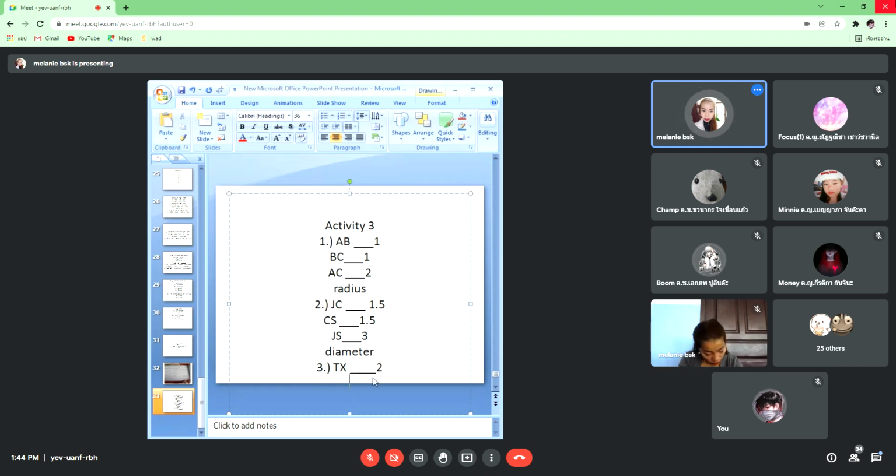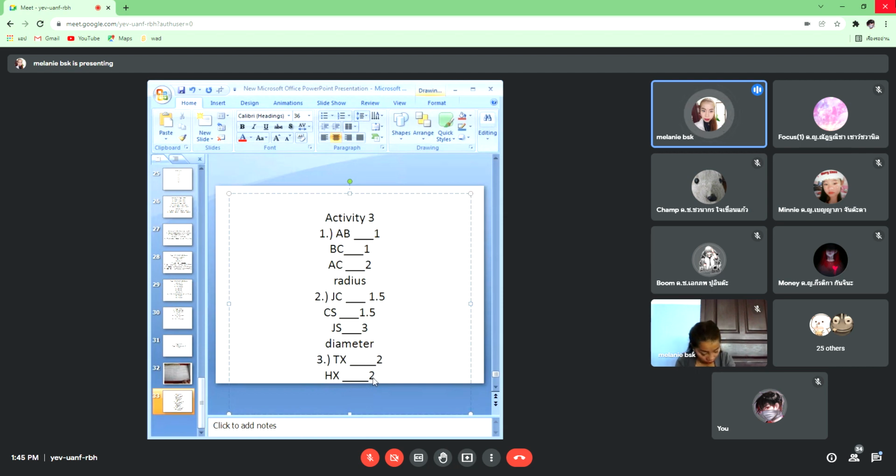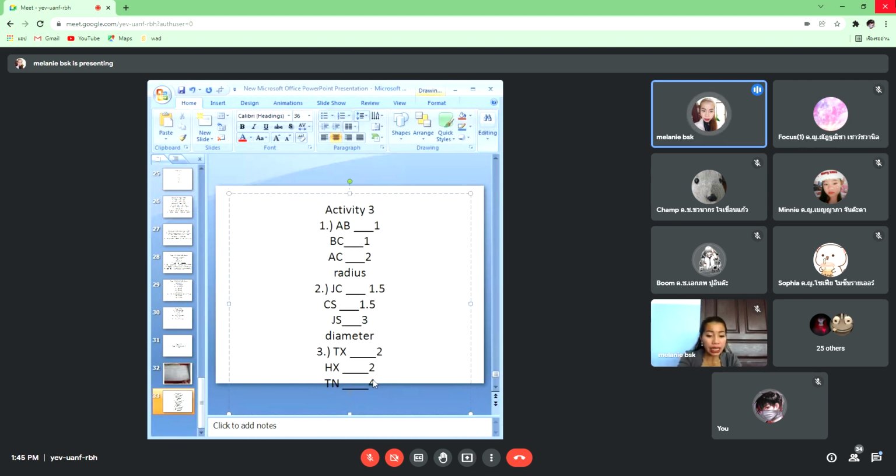Next we have radius HX. What is the measurement of radius HX? 2. Great job. Next we have the diameter TN. What is the measurement of diameter TN? It's twice the radius, so 4. How about diameter HB? How many centimeters, children? 4 centimeters. Great job.